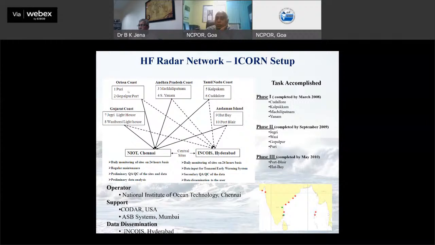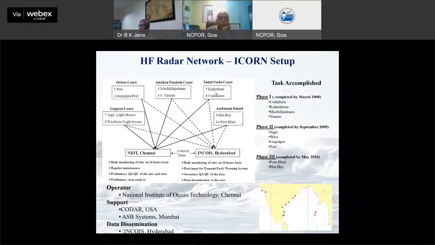We have a system at Puri and Gopalpur on the Odisha coast, which are 100 kilometers apart. Coming to Andhra Pradesh, Machilipatnam and Yanam, again 100 kilometers apart. Tamil Nadu, Kalpakam and Kadalur, 100 kilometers apart. And on the Gujarat coast, Jagri and Vasiborsi lighthouse, opposite to each other, 90 kilometers apart. And Hardway and Port Villa, which is also 90 kilometers apart.